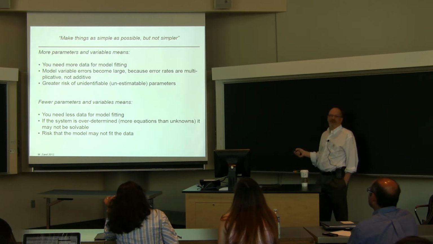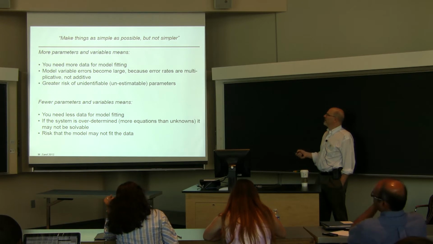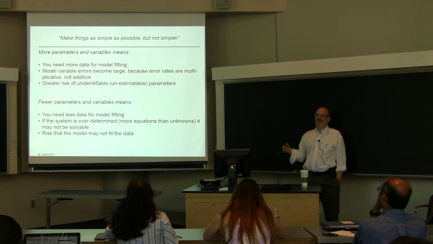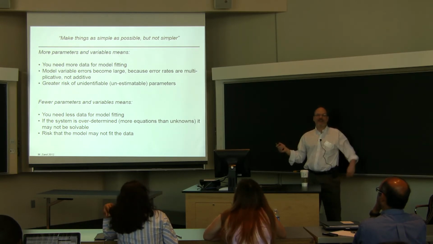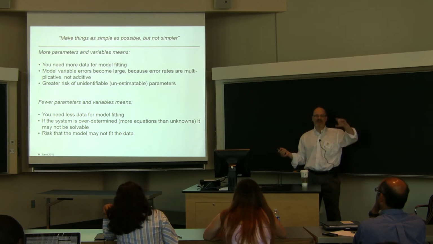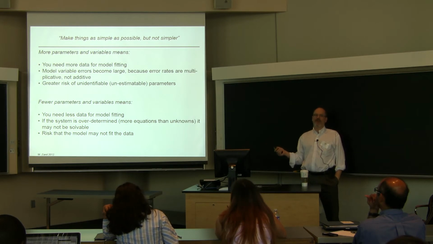Okay, more parameters and variables: you need more data for model fitting. The more parameters and variables you have, the more things you have to measure. More variable errors, model variable errors become large. That's because error for the ultimate output for whatever you're measuring, like the number of infected T cells, if you've got small errors in the measurement of the uninfected T cells, of the virus, of your parameter estimates, all those errors multiply. So your output becomes garbage. It's not that they're additive, they're multiplicative.